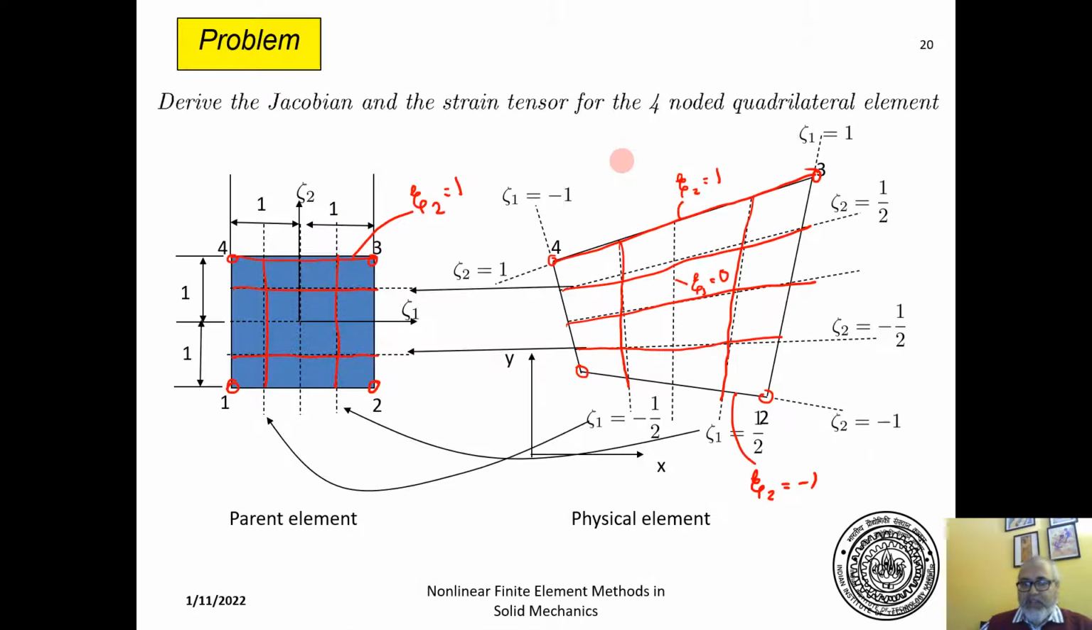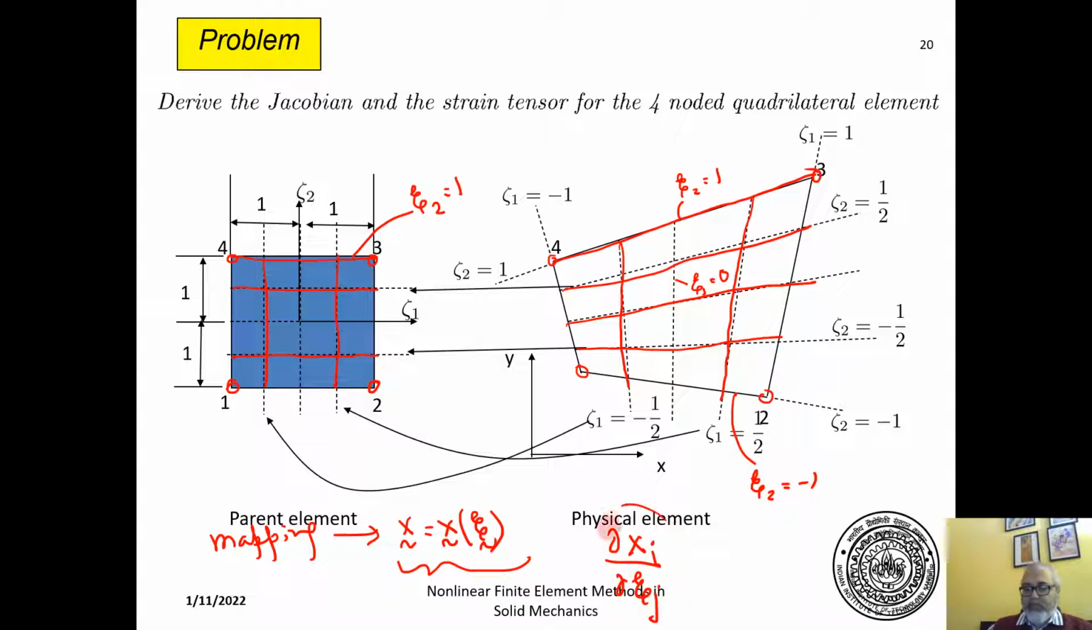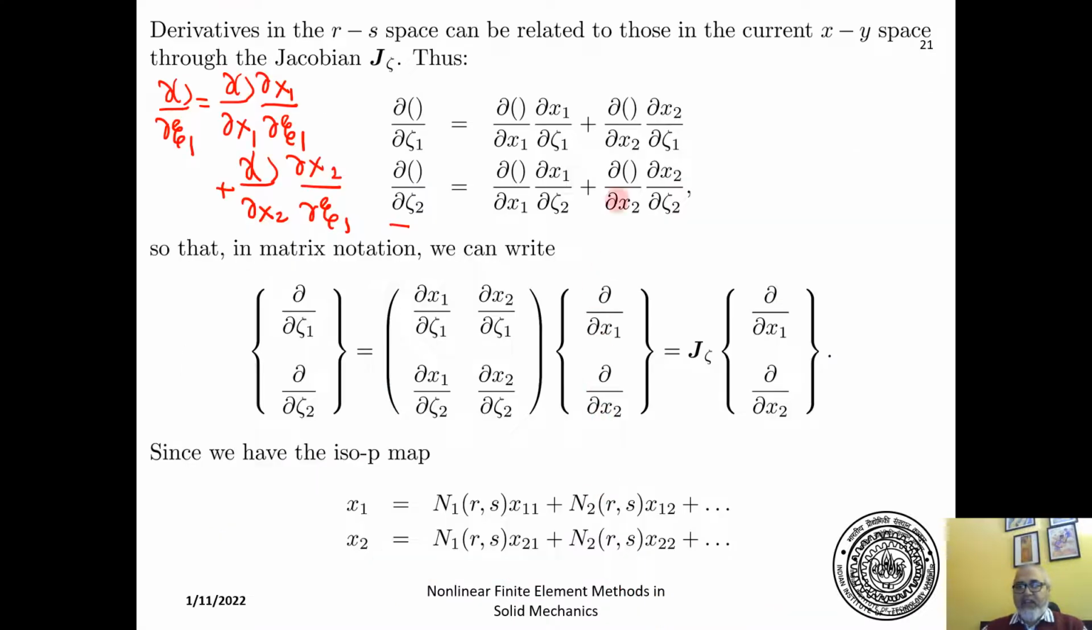Remember that this mapping is denoted by x equal to a function of zeta. So this is your mapping function for the isoparametric. This is known for a particular element. We know how these lines are mapped onto these lines. It's done through this equation. So once you know this, then it is easy to calculate del xi del zeta j, for example. So these can be easily calculated, and therefore these quantities here are known, and these constitute the Jacobian.